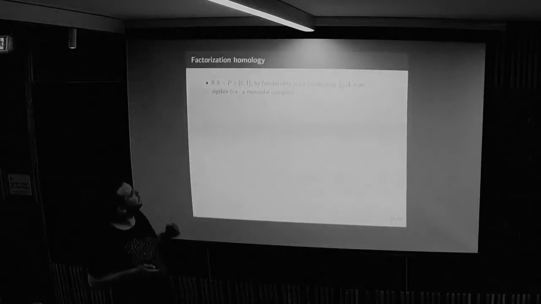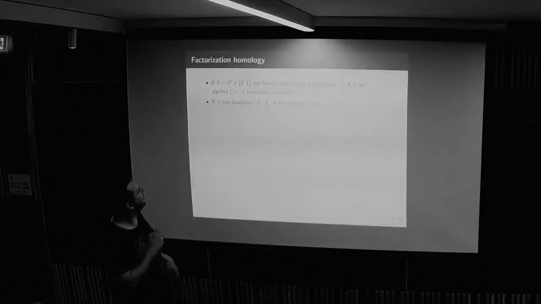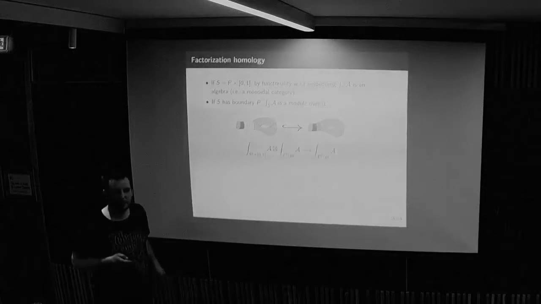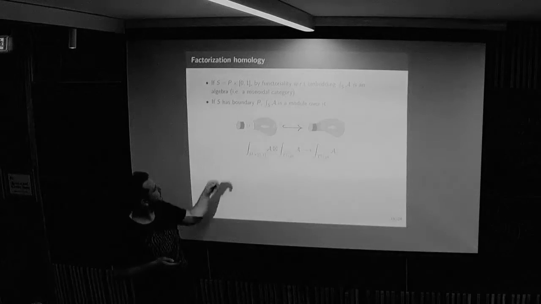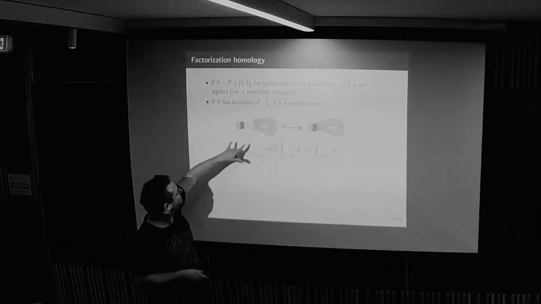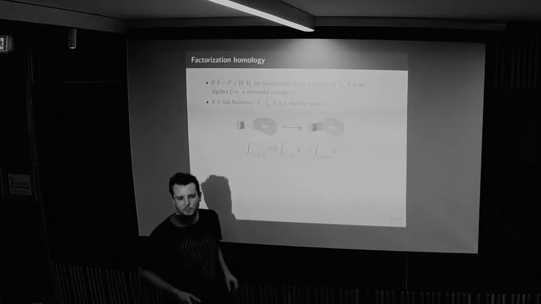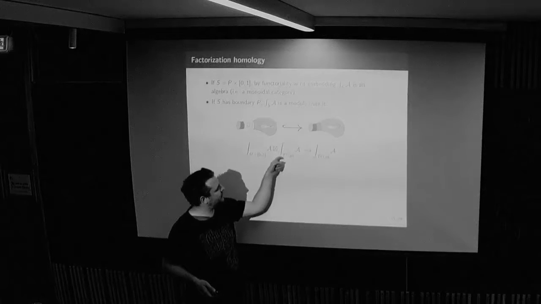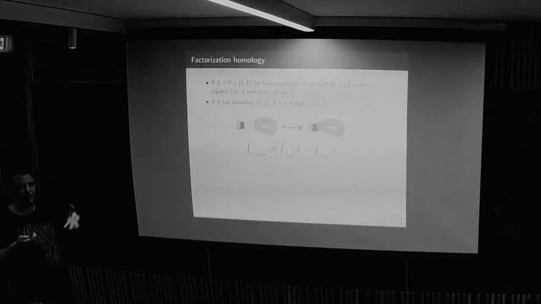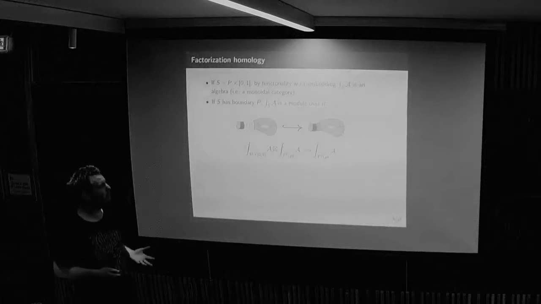So if you have some cylinder or some one-manifold cross an interval, you can stack them together and get an algebra. And if you have a boundary, then factorization homology of that will be a module for that. Here I can take the disjoint union of these and embed them into a larger torus, and this gives me a map, just by functoriality. And this satisfies the categorical version of the axioms of a module over an algebra.